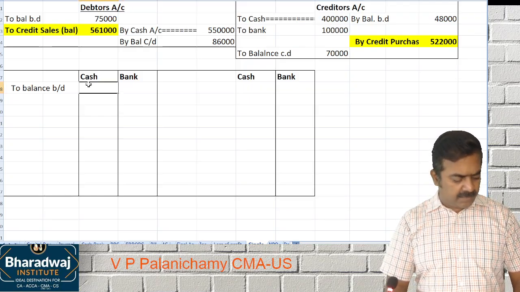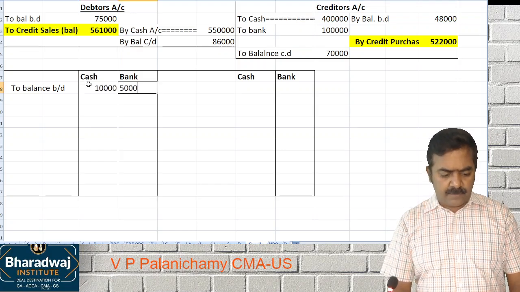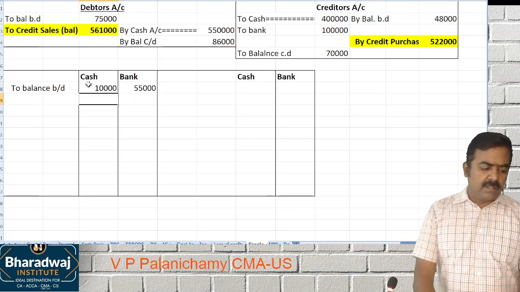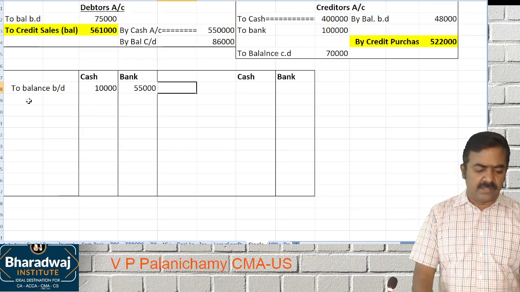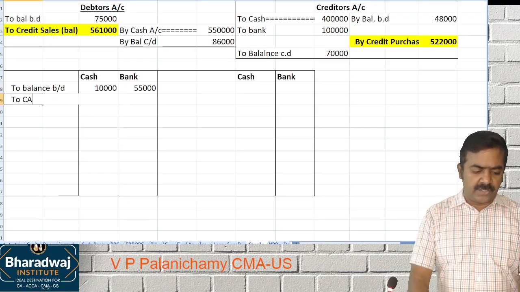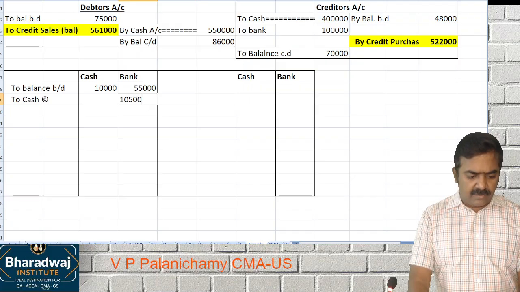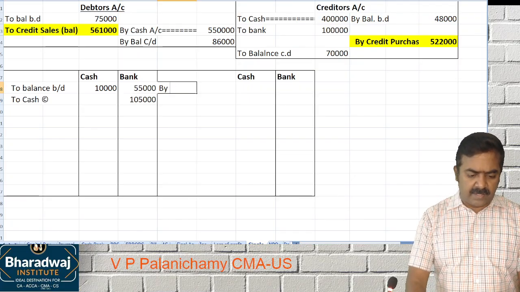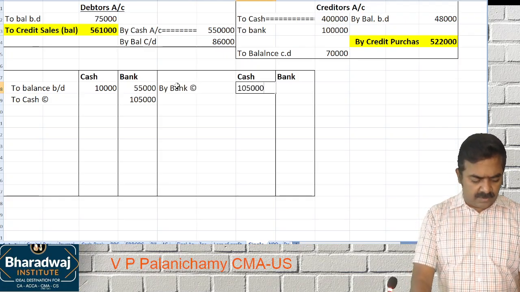What is the opening balance of cash given? 10,000. Bank balance 55,000 is given. Cash deposit into the bank account: how will you record this? As a contra entry, in which column? Bank column. How much is deposited? 1 lakh 5,000. By cash, to bank. Contra entry in the cash column, 1 lakh 5,000.